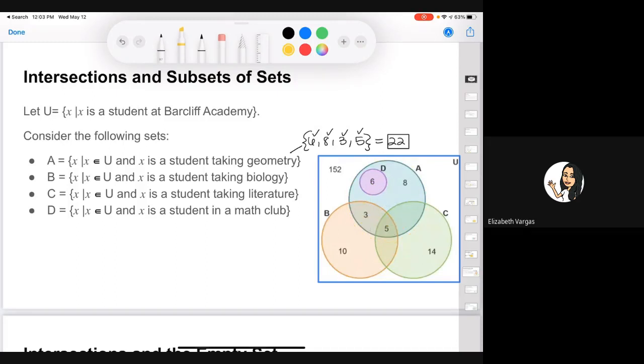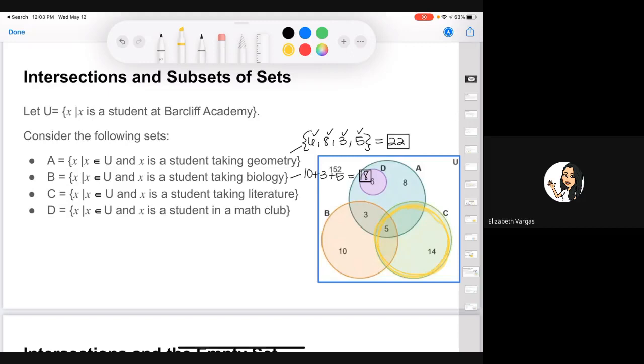Now for B, I'm going to look at this circle right here. So all of these different students in that circle right there are taking biology. I have 10, 3, and 5 students. So 10 plus 3 plus 5 students. I have 18 kids who are taking biology. So what I'm doing is I'm using this diagram to kind of use these different numbers to explain how many elements are in my set. How many total elements are in my set?